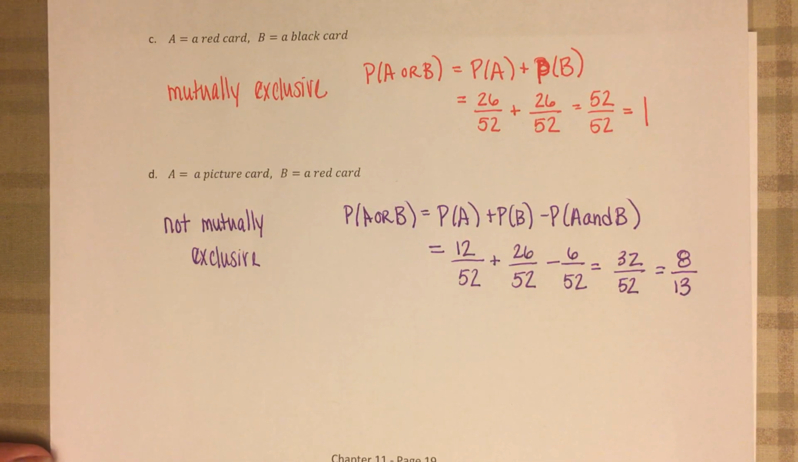As we're thinking about our compound probabilities, what we've just looked at are examples of OR probabilities. And as we're looking at the OR, one thing we have to consider and keep in mind is whether or not our events are mutually exclusive.